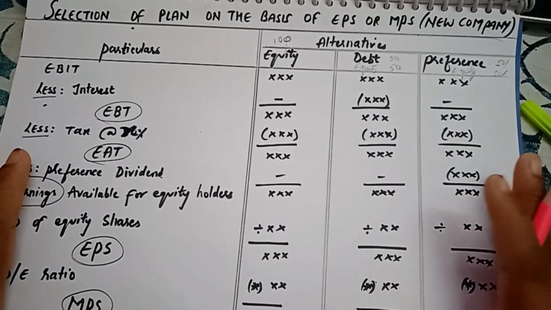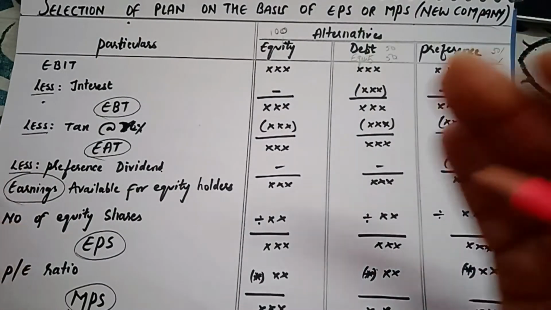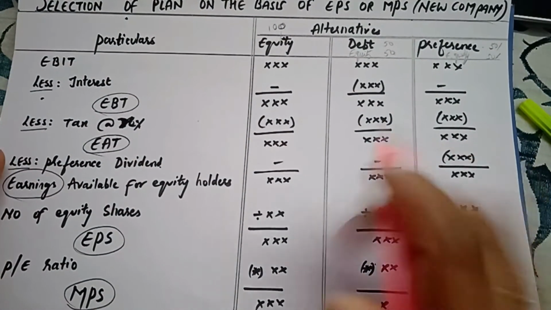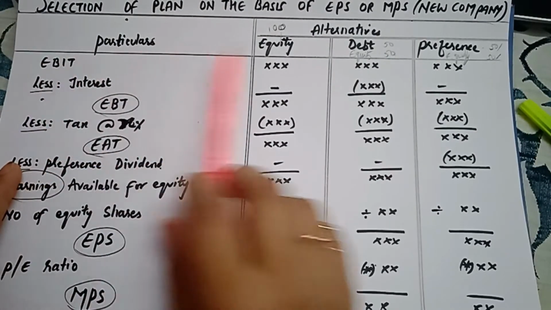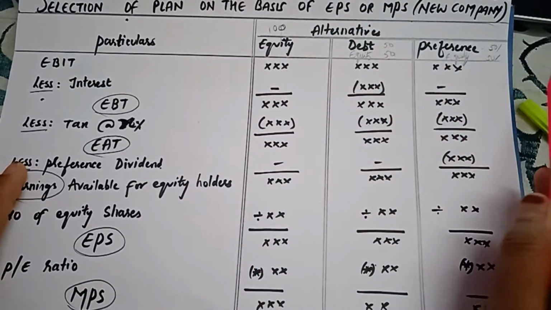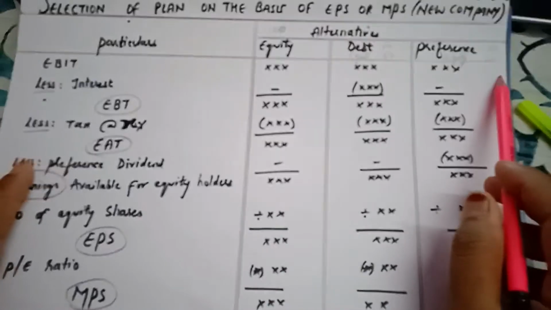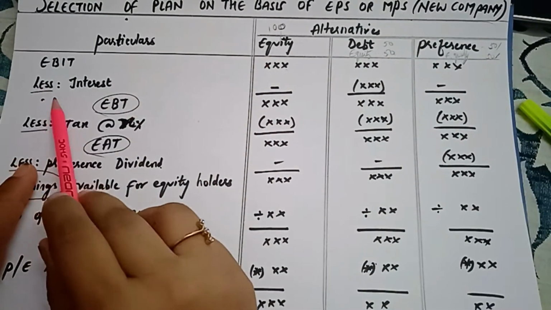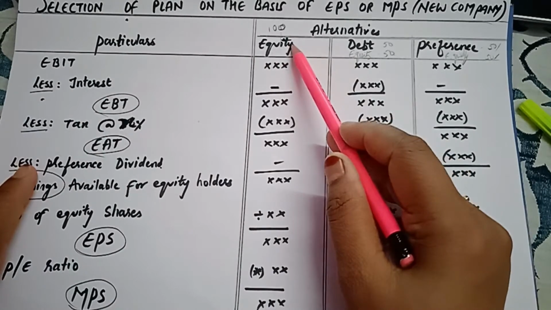Now what will happen based on EPS and MPS? How will you check whether it's optimum, the best combination? What you will do is start from EBIT. EBIT will be the same in all the alternatives, all the cases. Less, you'll be deducting the interest.